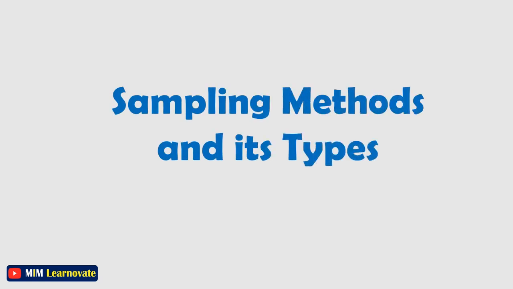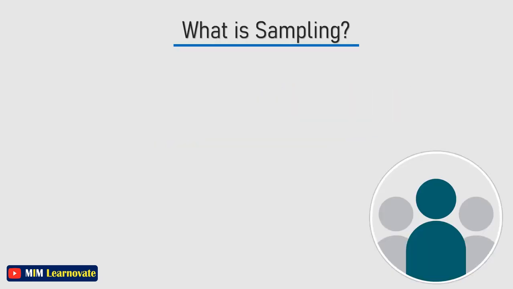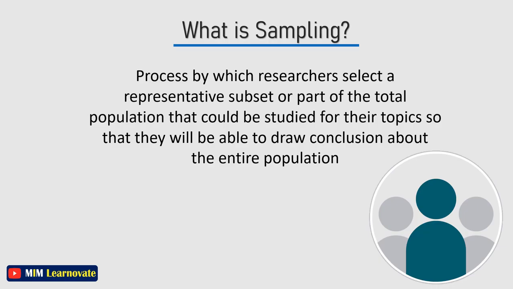Sampling methods and its types. What is sampling? The process by which researchers select a representative subset or part of the total population that could be studied for their topics so that they will be able to draw conclusions about the entire population.